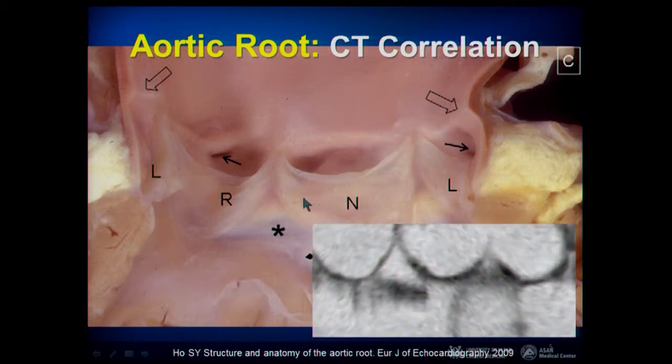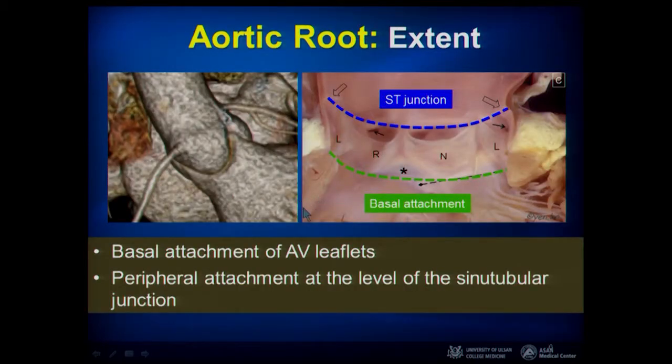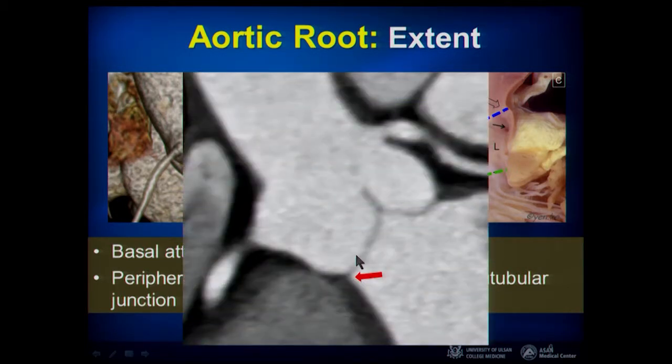I will correlate the specimen image with the corresponding CT image. The aortic root extends from the basal attachment of aortic valve leaflets to their peripheral attachment at the level of the sinotubular junction. Of interest, the basal attachment of aortic valve leaflets is located within the left ventricle, not in the aorta.